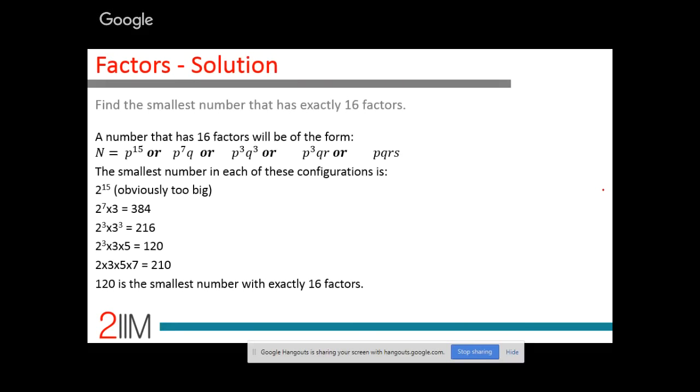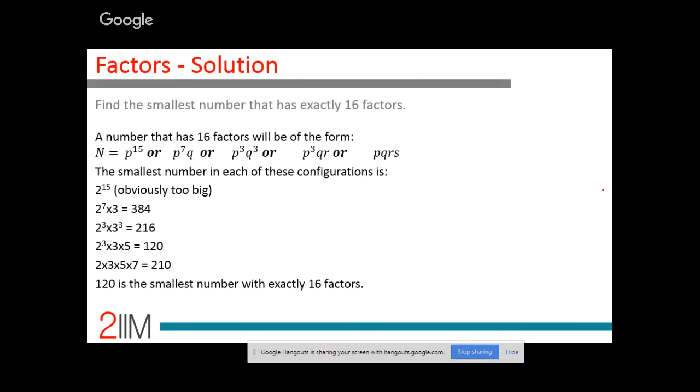2 into 3 into 5 into 7 gives us 210. So the smallest number that has exactly 16 factors is 120. The number that can be prime factorized as p cube into q into r, which is probably the most indirect prime factorization.